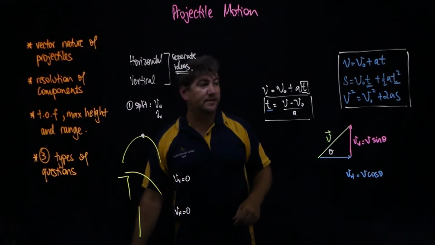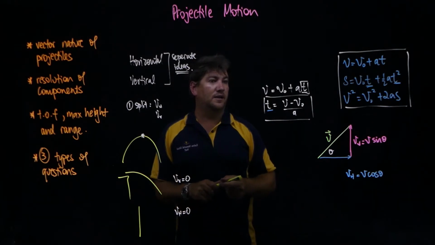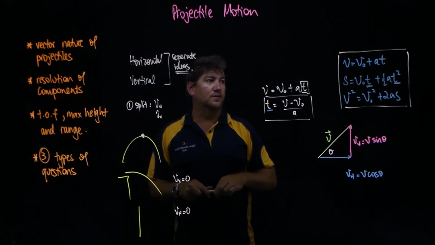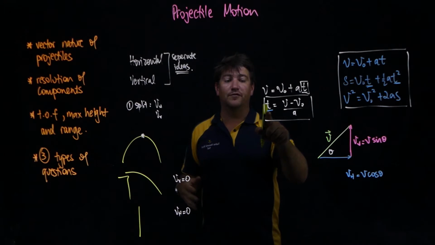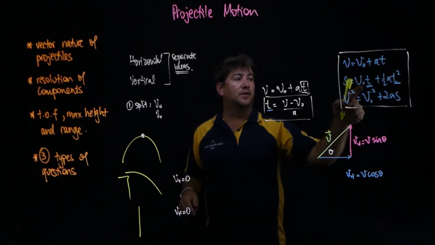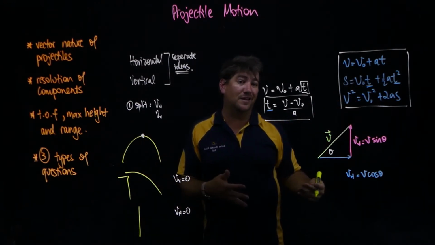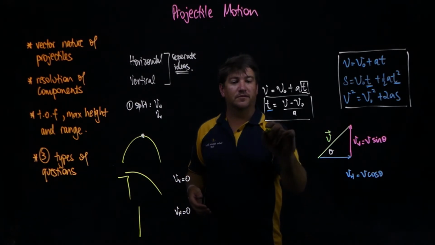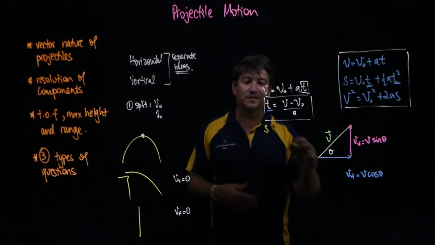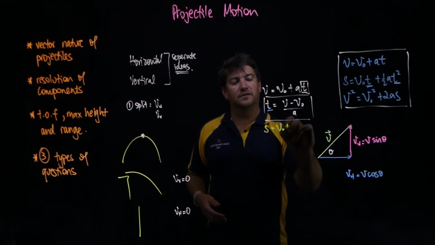But we can also take that number for the entire time of flight, plug it over here, and we can use that to calculate our range. So in that case, we're going to be left with s, which is the distance, is v naught t.